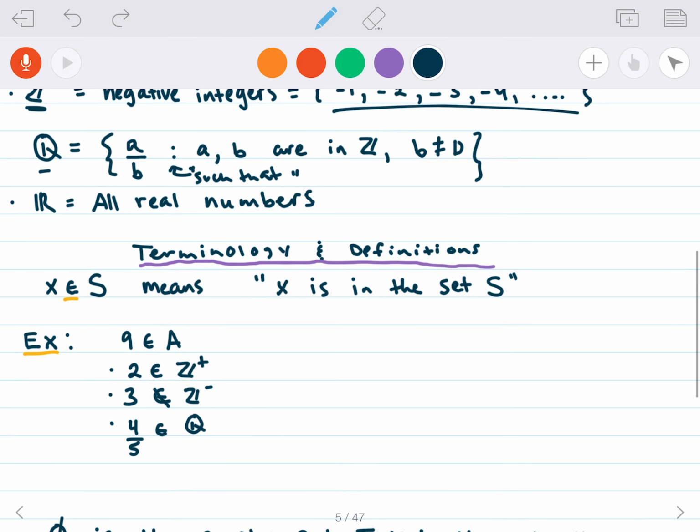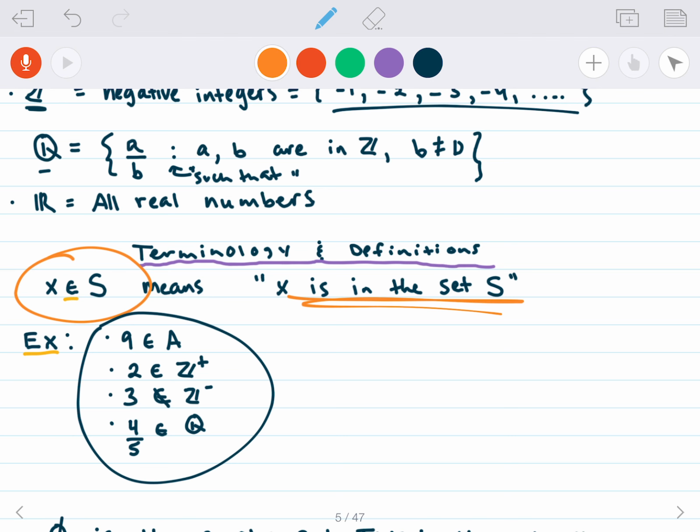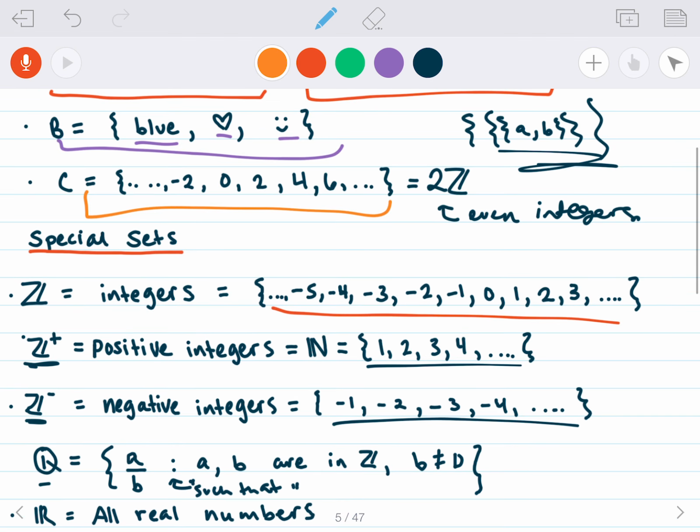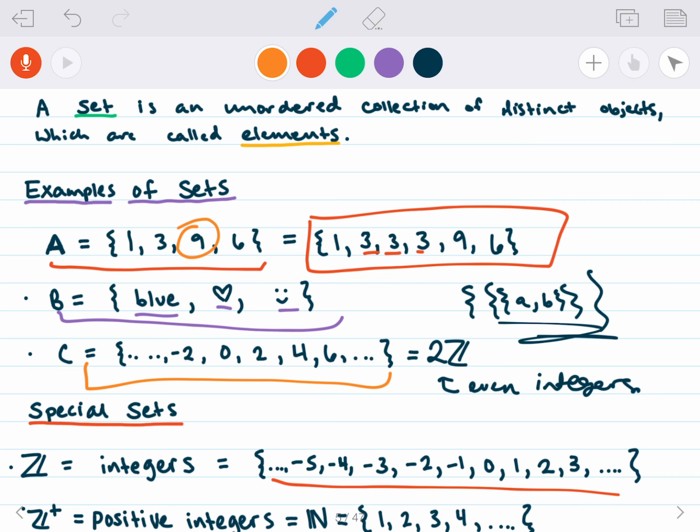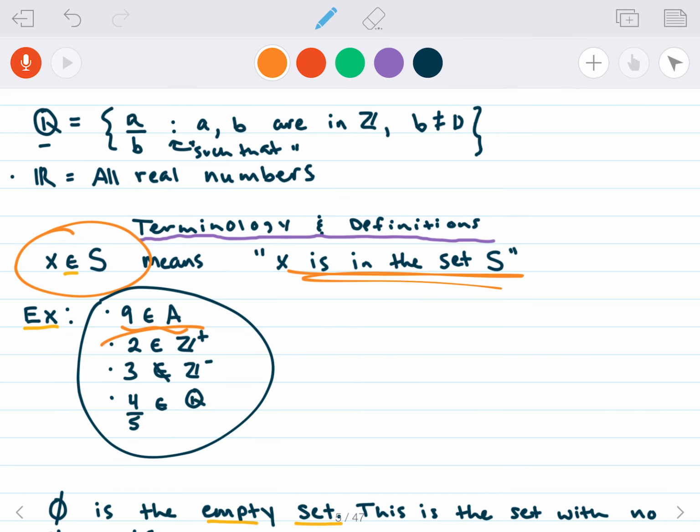All right. So this little E thing means in, or contained in. X is contained in S means X is in the set S. Okay? X is in S. So for instance, we could say all of these things. We could say 9 is in A, right? Here's A. Here's 9. 9 is definitely in A. Okay, 2 is in Z plus. Yes, 2 is a positive integer, indeed. What do you think this means? Not in, right? With the slash. So this means 3 is not in the negative integers.